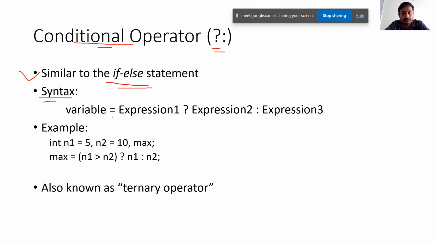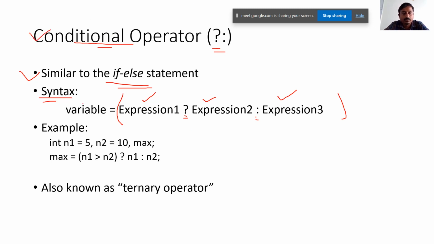So here we have the conditional operator, with question mark and colon. This operator has 3 operands. That's why this operator is also known as the ternary operator. Till now we have seen 2 types of operators, unary operator and binary operator. This is the only ternary operator. There is only one ternary operator, which is known as the conditional operator.